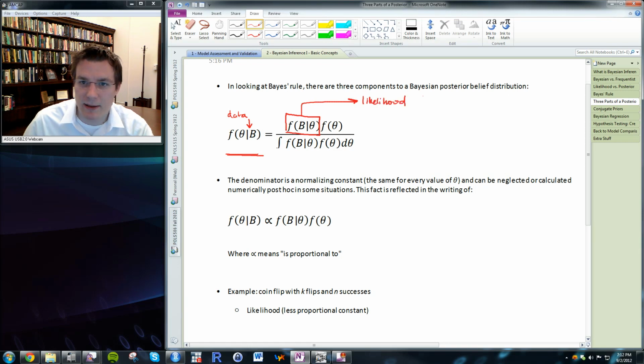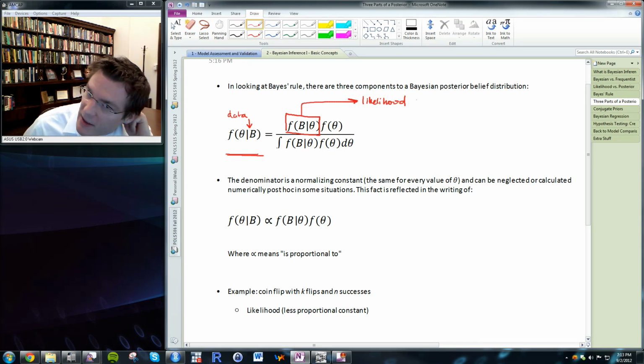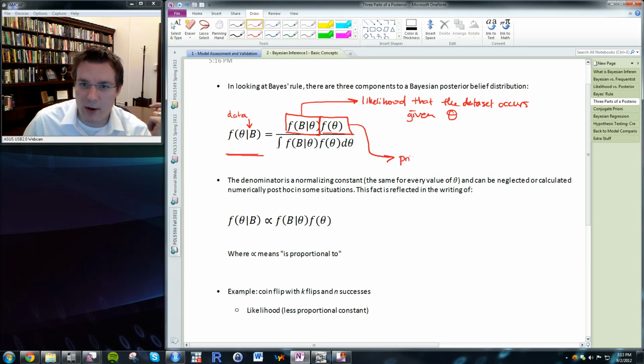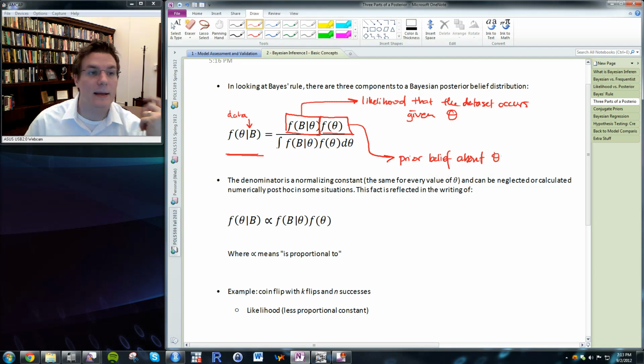This is particularly evident if B is the data set, or B is, for example, a particular estimate that we happen to derive. But usually B stands for the data, and this is going to be the likelihood that the data set occurs given that theta is a particular value. The second thing that goes in is f of theta. Now this is our prior belief about theta before we conduct this analysis or see this particular data.